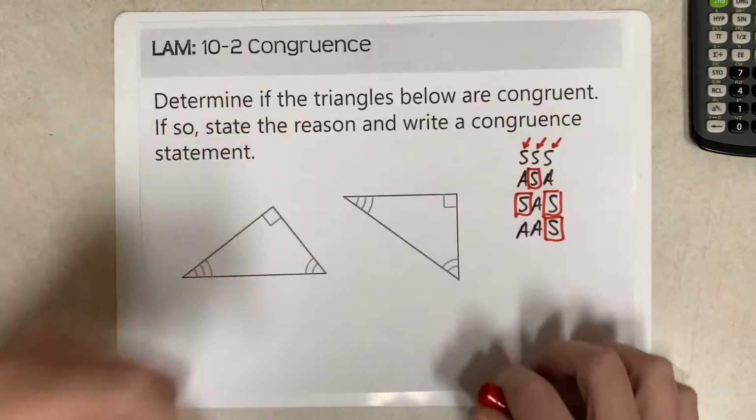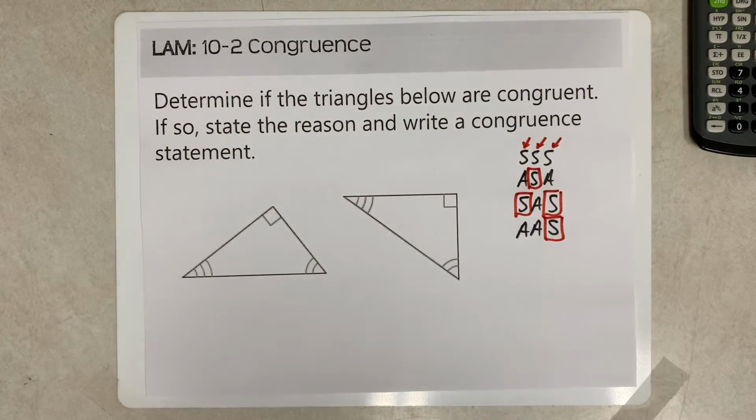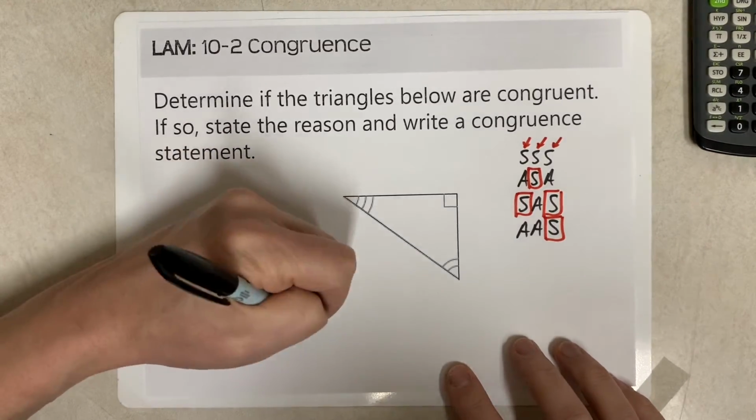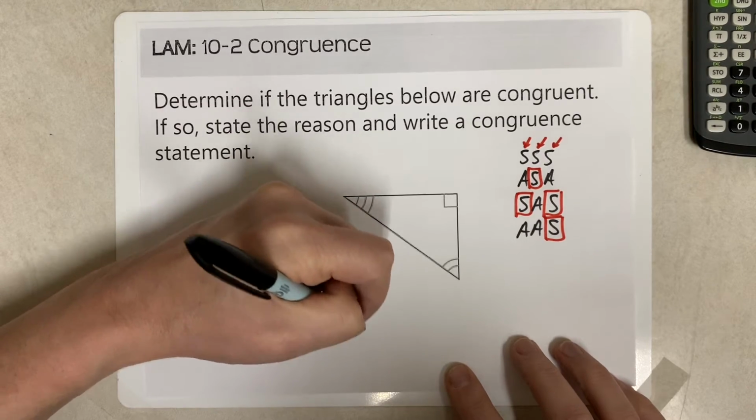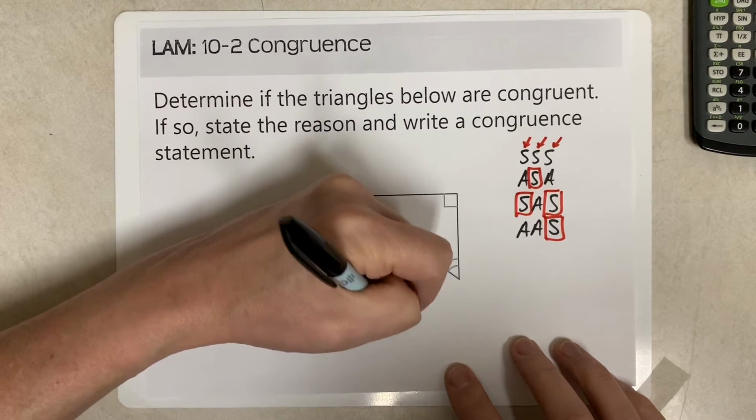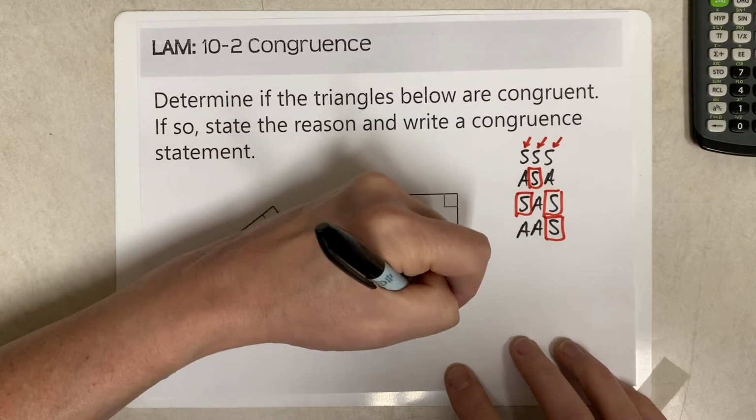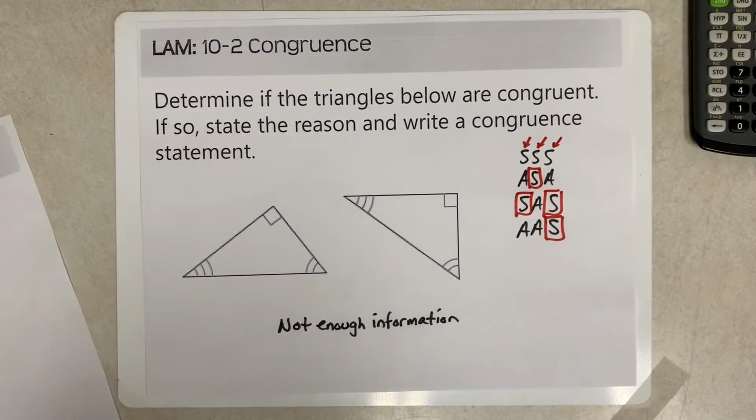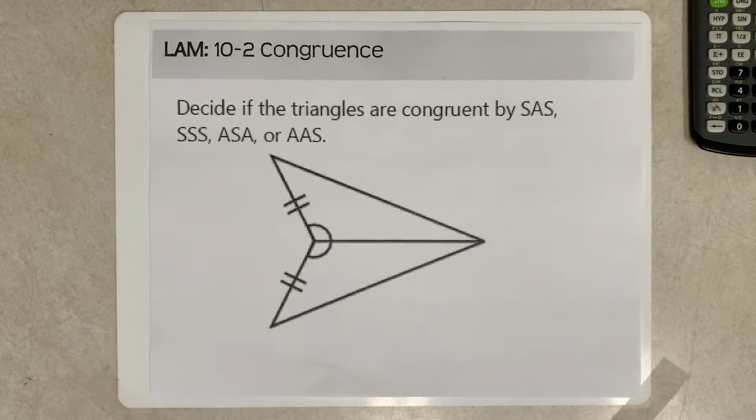Okay, all of these require a side, and if you don't have any sides given as congruent, then you really can't. So we would say not enough information. We can't really say that they're not congruent. We just can't say that they are congruent because we don't have enough information. I mean, they might be, you never know, but we just don't have enough information to classify it as one of these four. Okay, so now we're going to get some practice with those four.